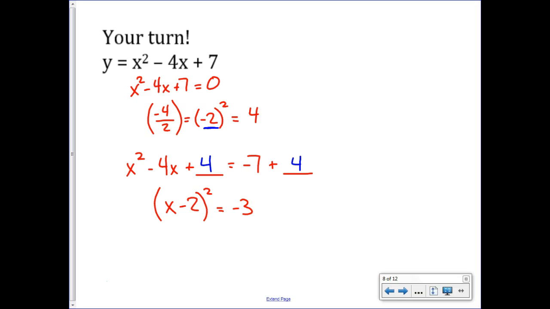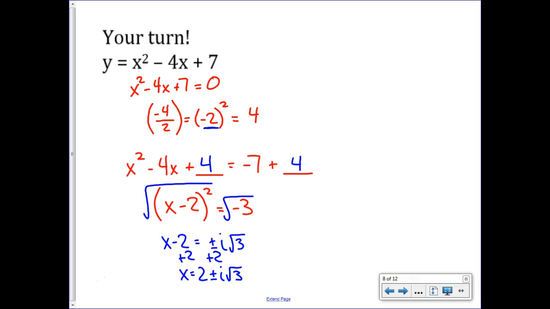Okay, so now we can start solving this problem. So take the square root of both sides. So I end up with x minus 2 on the left, and then I have plus or minus the square root of negative 3, which would be i radical 3, right? Don't forget about those imaginary numbers. So I'm going to add 2 to both sides. So then I have x equals a positive 2 plus or minus i radical 3.